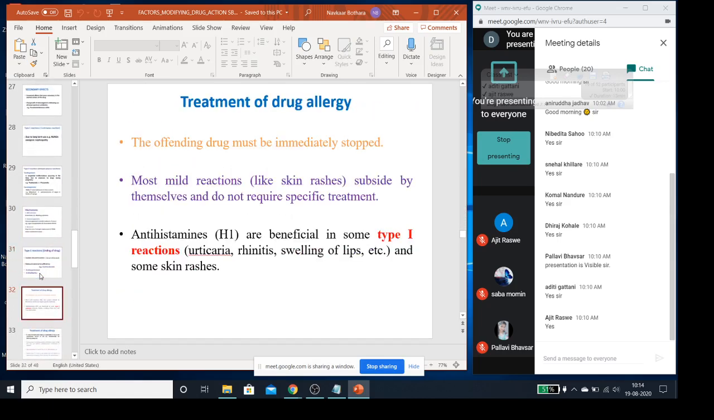Then, how is allergy treated? The offending drug must be immediately stopped. If the reactions are mild, like skin rashes, they will subside by themselves and do not require antihistaminic agents. They are beneficial in some of the type 1 reactions where urticaria, rhinitis, swelling of lips, and skin rashes are the signs. In that we can use antihistaminics.